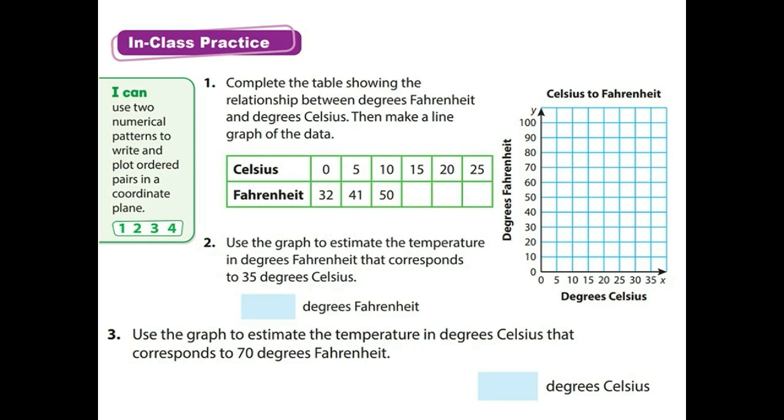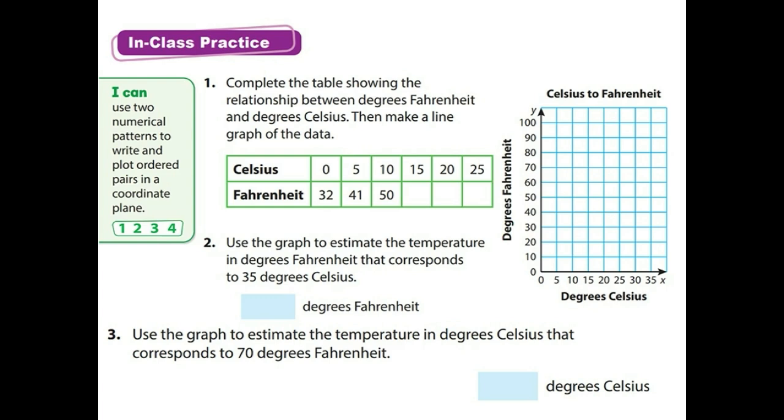Let's do some in-class practice. Our I can statement there says I can use 2 numerical patterns to write and plot ordered pairs in a coordinate plane. Number 1 says complete the table showing the relationship between degrees Fahrenheit and degrees Celsius. Then make a line graph of the data.